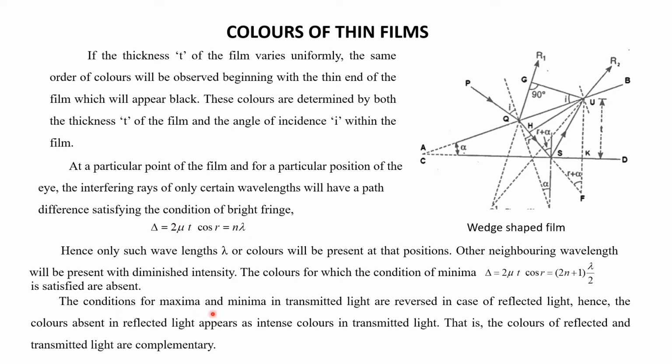The conditions for maxima and minima in transmitted light are reversed compared to reflected light. Hence, the colors absent in reflected light appear as intense colors in transmitted light. So the colors of reflected and transmitted light are complementary. The colors which appear bright in reflected light appear dark in transmitted light, and the colors which appear dark in reflected light appear bright in transmitted light. That means the colors of reflected and transmitted lights are complementary.